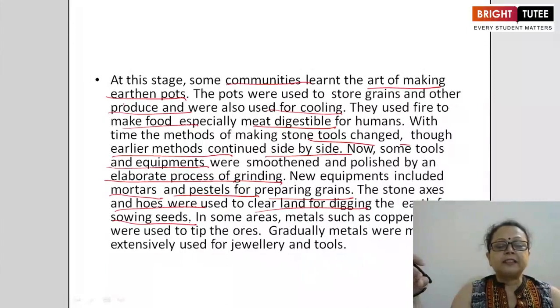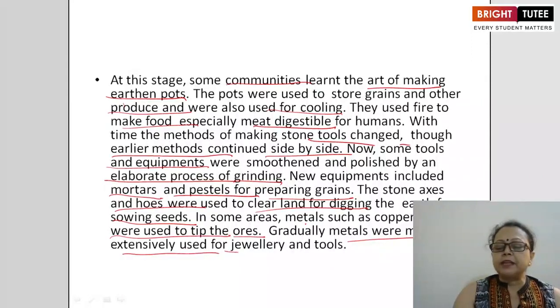How to dig the earth, how to remove the top layer of the soil, how to use it for the sowing of the seeds and the cultivation, everything started taking place. In some areas, metals such as copper and tin were used to tip the oats. Gradually, metals were more extensively used for jewelry and tools.